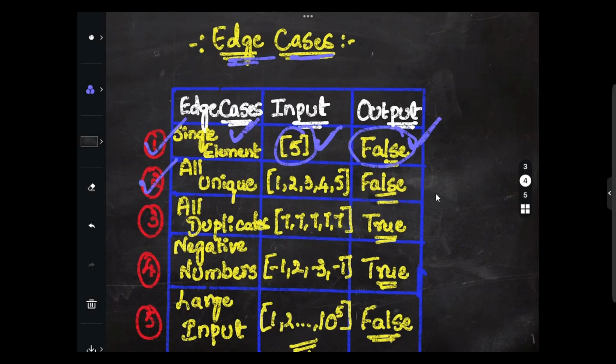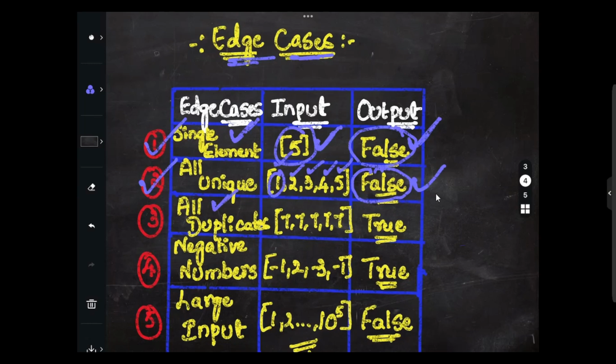All unique. When I say all unique, all the elements are unique and the duplicates are not present. Again, you can clearly see 1, 2, 3, 4, 5 we have. So all the elements are unique, so duplicates are not present in the array. So again, we have to return false in this case. We got the output false here, right? So let's move on with the third edge case here.